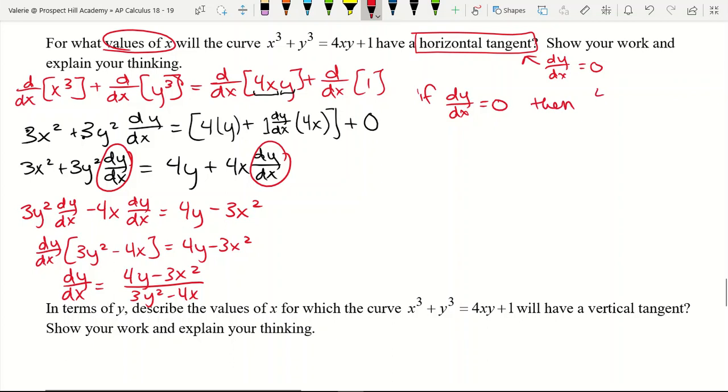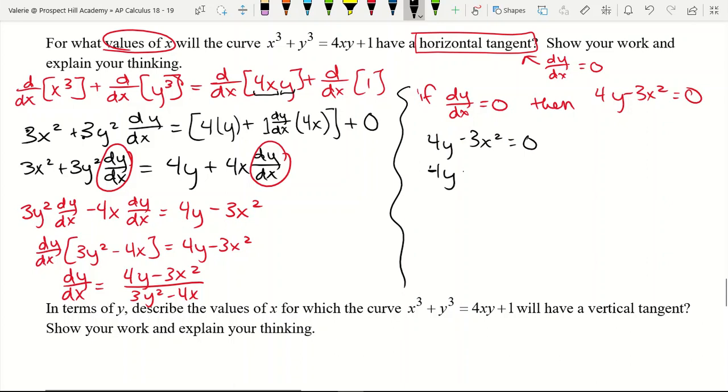So if dy/dx equals 0, then 4y minus 3x squared equals 0, right? Because 4y minus 3x squared is our numerator. If that equals 0, then our whole fraction will equal 0. So we're going to use that information to solve the equation. We have 4y minus 3x squared equals 0. We're going to solve for y. So we get 4y equals 3x squared. So y equals 3/4 x squared.